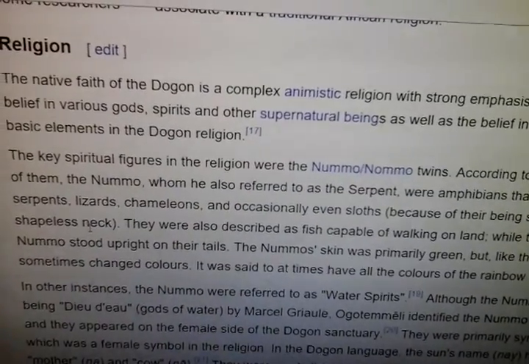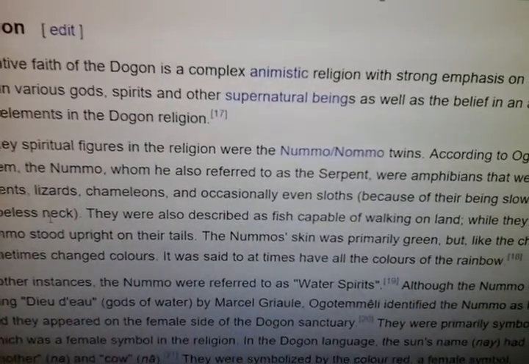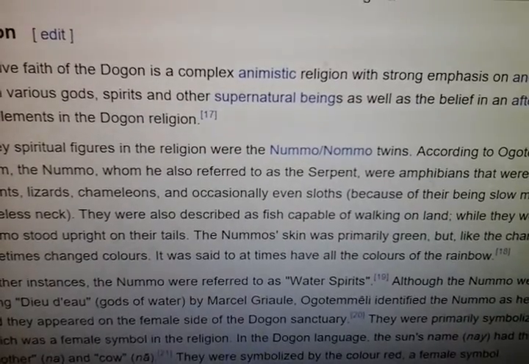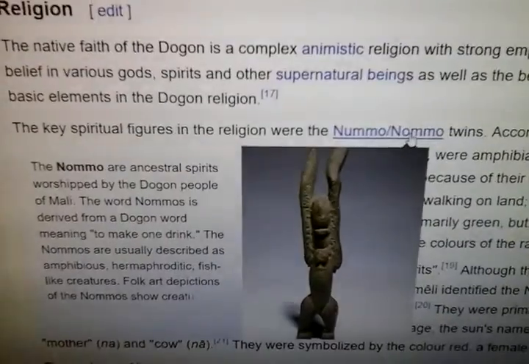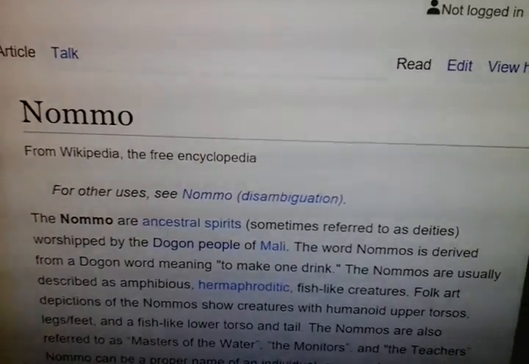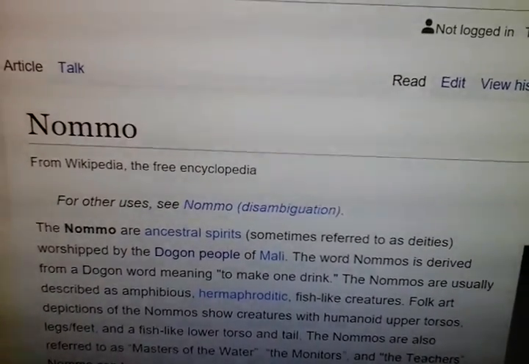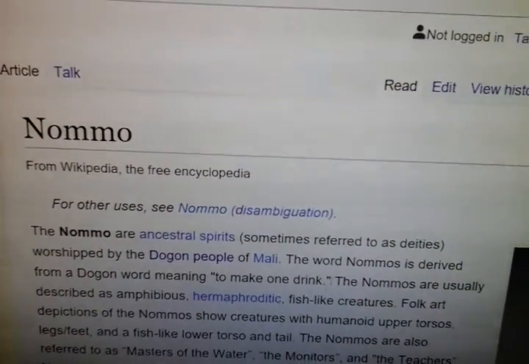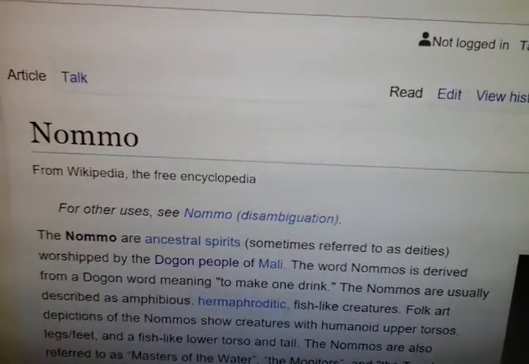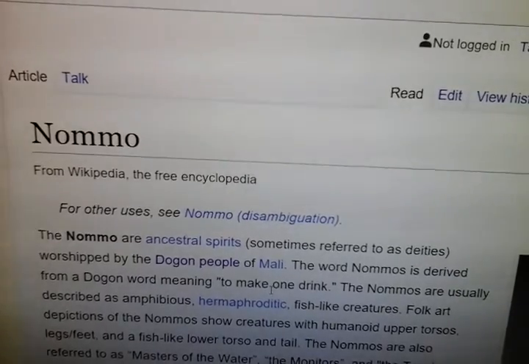The key spiritual figures in the religion were the Nommos. The Nommo twins, right? The Nommos are ancestral spirits, sometimes referred to as deities, worshipped by the Dogon people in Mali. The word Nommo is derived from a Dogon word meaning "to make one drink."